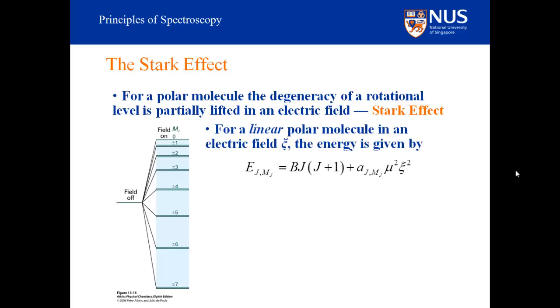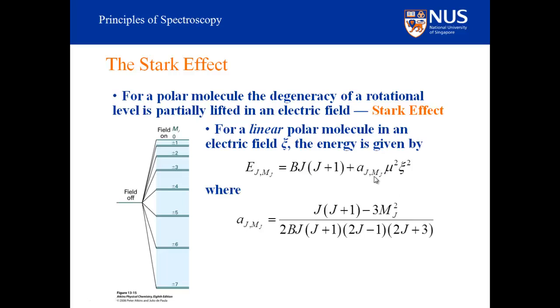One of the reasons why this is useful is that the energy of my level now depends on both my j level and the mj level. So the rotational energy is equal to B times J into J plus 1, as before, plus now we've got this additional term. And this additional term depends on the electric field, xi, and also depends on the dipole moment, mu, with this additional parameter a, which is given by this expression, which you can see depends on the j and mj quantum numbers.